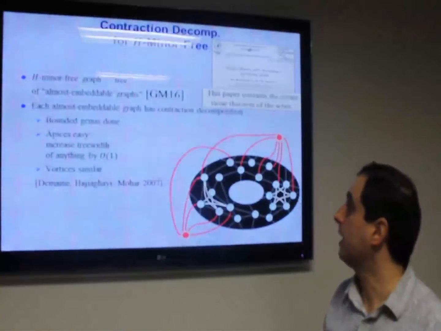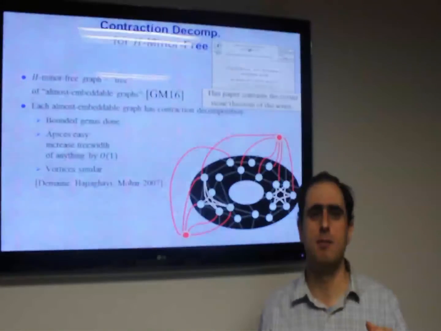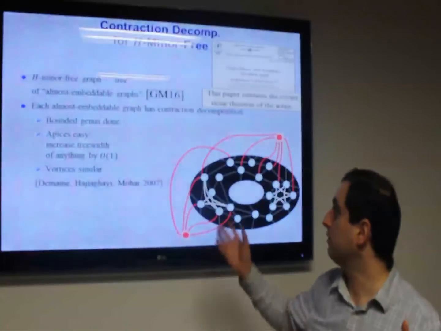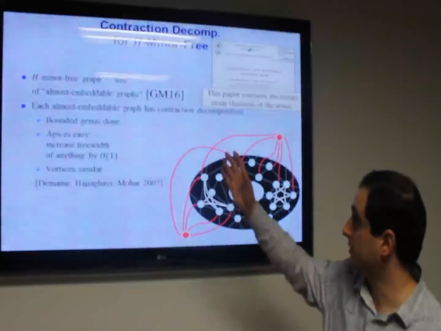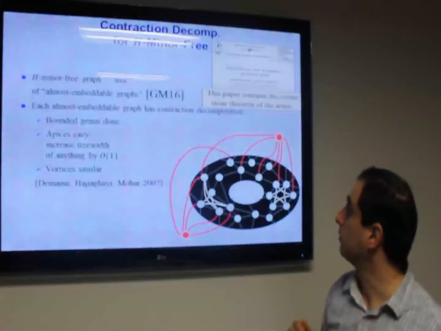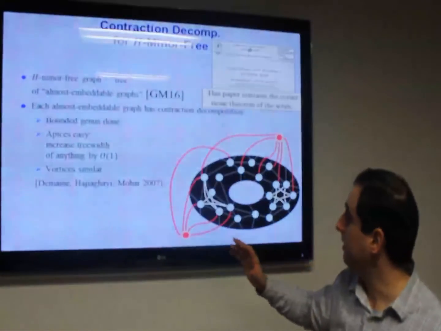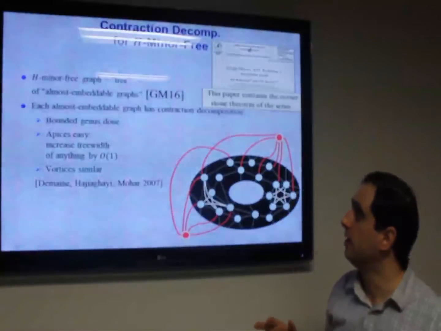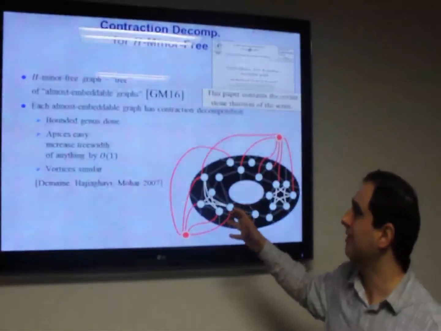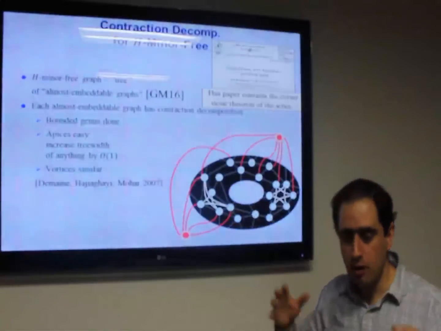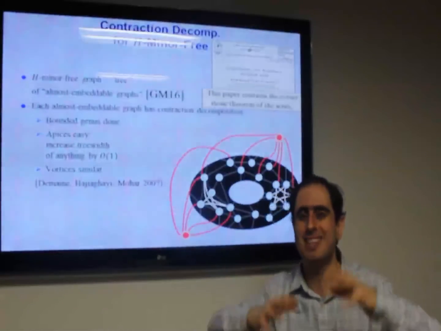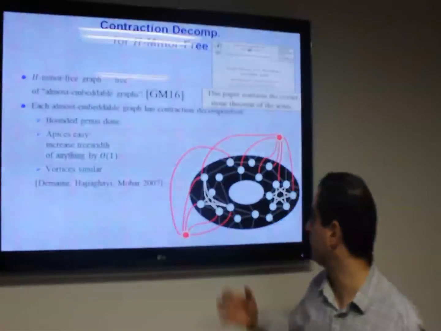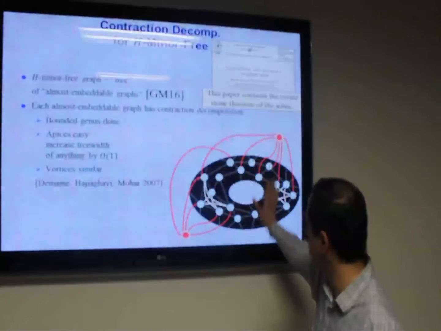However, for H-free graphs, the theorem would be much more complicated. Why? Because of this theorem, graph minors 16, the 16th paper in this series. Robertson and Seymour proved that any H-free graph is somehow a tree of almost embeddable graphs. Almost embeddable graphs are somehow bounded genus graphs, but a bit more complicated. For example, this is an almost embeddable graph. You have a bounded genus graph.